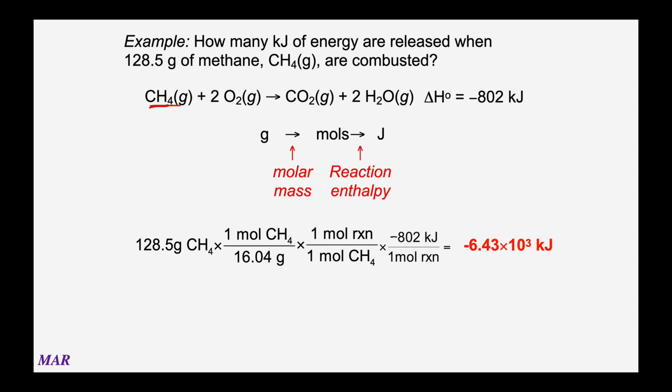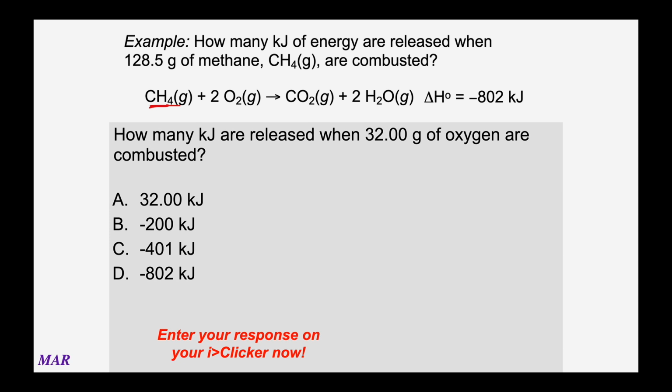People that study the efficiencies of fuels will do this kind of process. They'll turn so many grams into moles and then multiply it by the delta H to find the energy released for so many grams, so many moles, stuff like that. Pretty cool. In this question, it says how many kilojoules are released when 32 grams of oxygen are combusted.